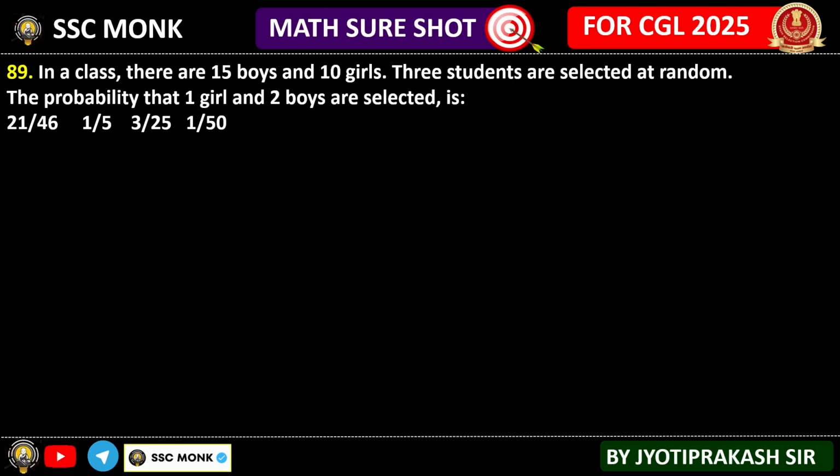Next. In a class, there are 15 boys and 10 girls. 3 students are selected at random. The probability that 1 girl and 2 boys are selected. Now see, total students 25, out of which 3 are selected, but 1 should be girl and 2 should be boys. So how many girls? 10 girls. So out of 10, 1 is selected, and 15 boys, out of which 2 boys are selected.